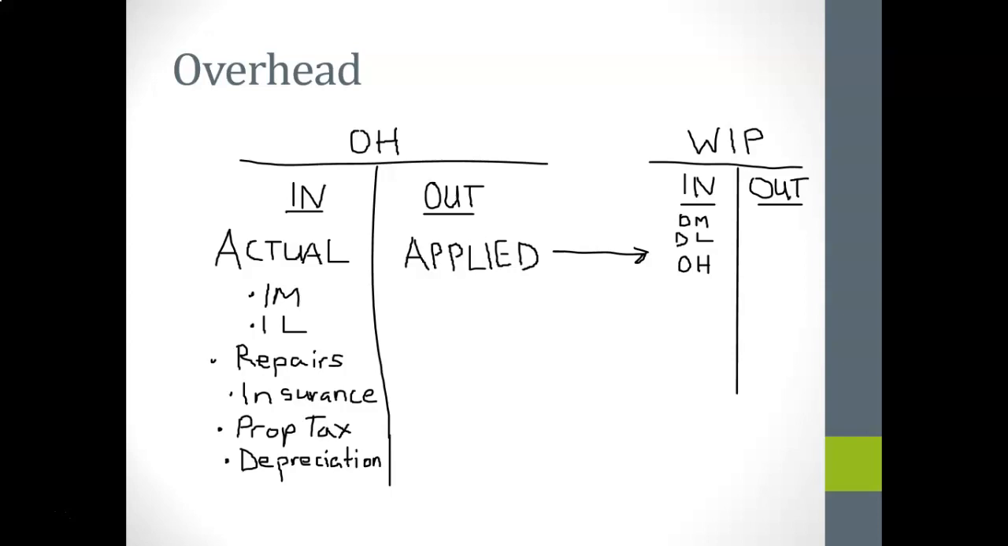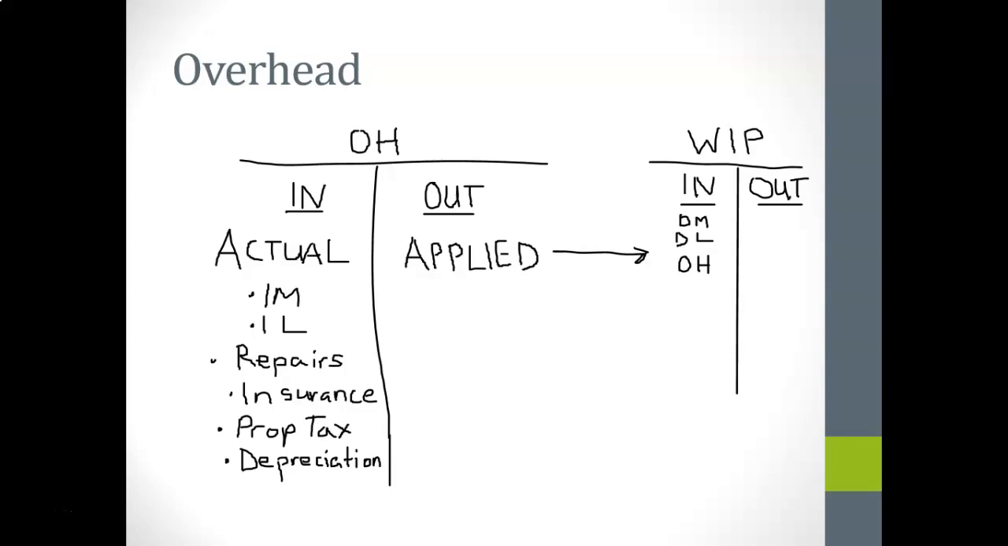So here's a picture of the T accounts of what we did in the past. We had all our actual costs, including our indirect materials, our indirect labor, any repairs on the factory building or equipment, insurance on the factory building or equipment, property taxes on the factory building or equipment, and depreciation on the factory building or equipment. All went into overhead as a debit, because those are the actual costs.